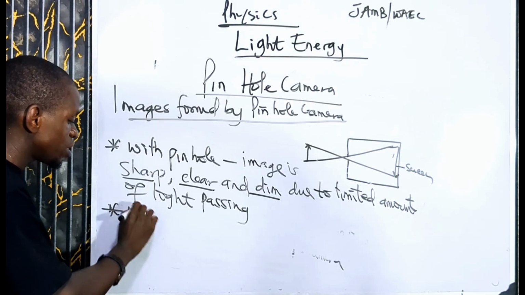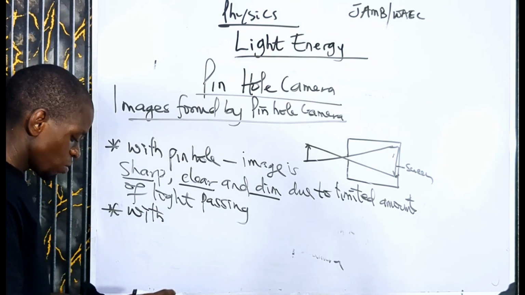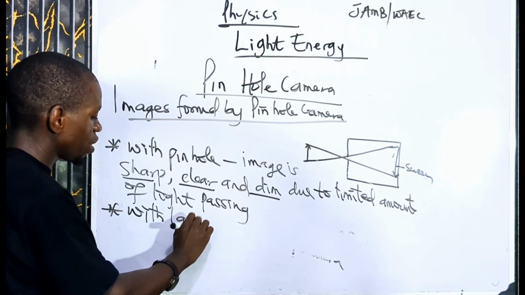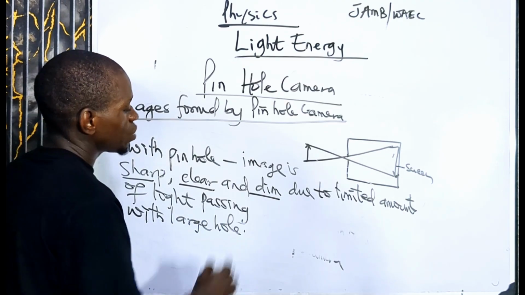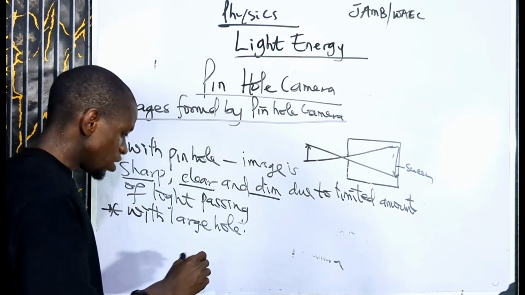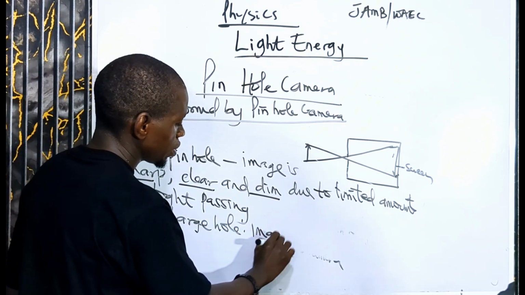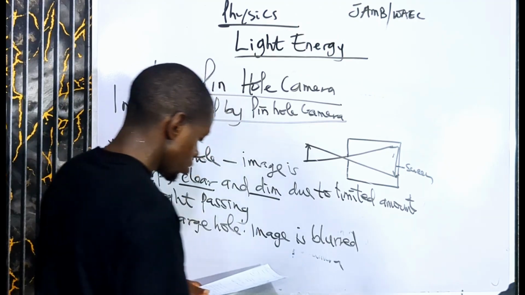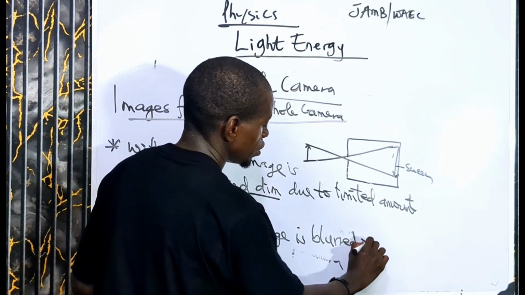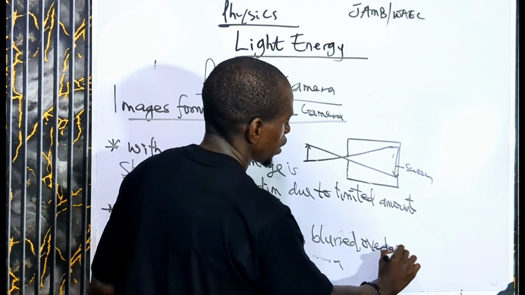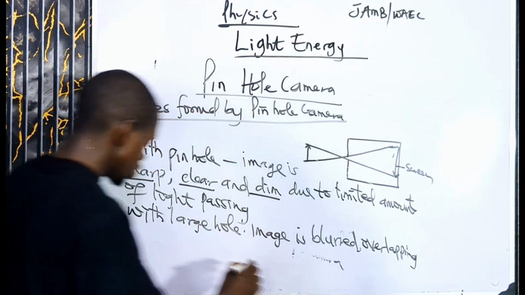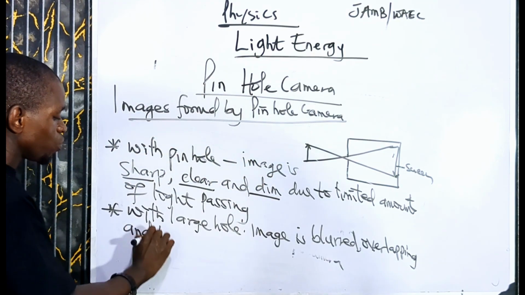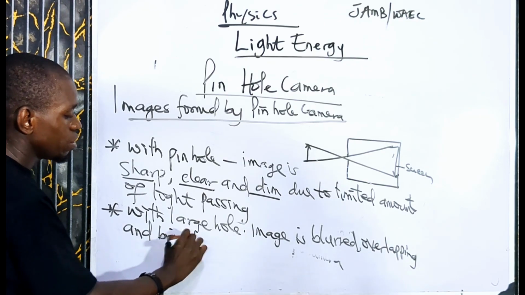What if the hole is large? With a large hole, what happens to the image now? The image is blurred. The images will overlap each other. The image will also be bright, but it won't be sharp.